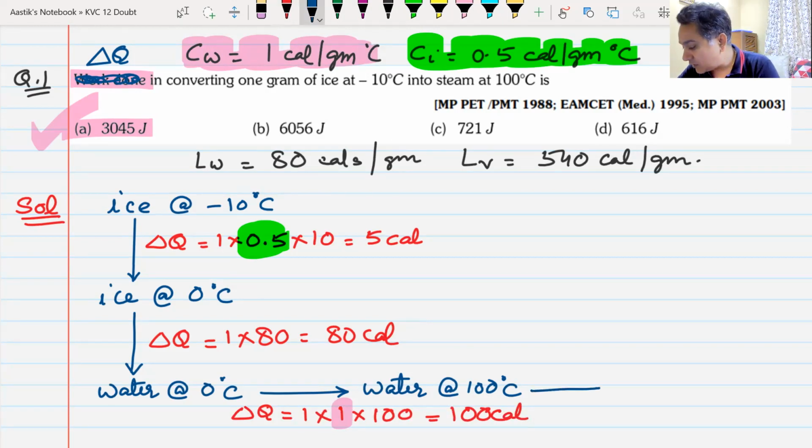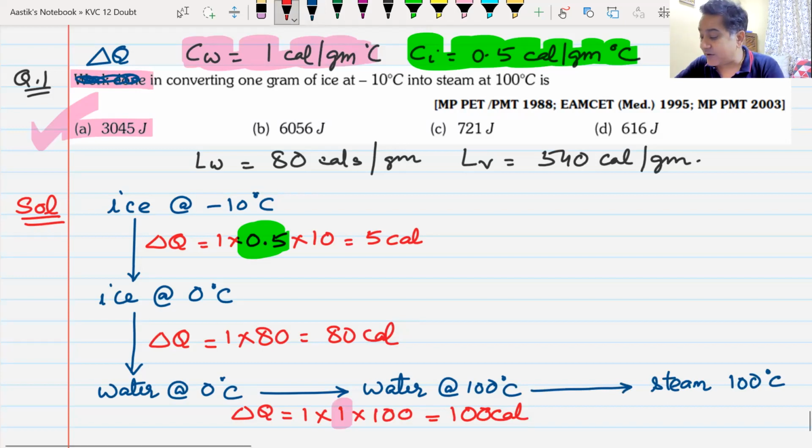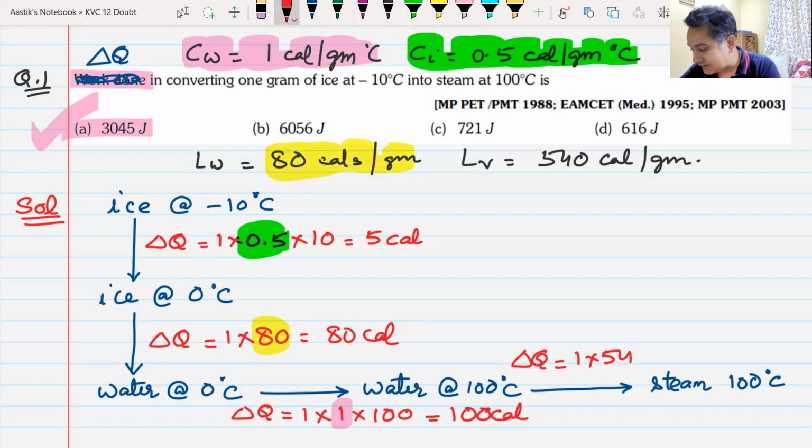Now I move on to the final step, which is to convert water at 100 degrees Celsius to steam at 100 degrees Celsius. For that, I require a change of state. For change of state, delta Q is equal to M into L. Earlier I used the latent heat of fusion; in this stage I am going to use the latent heat of vaporization. Mass is 1 into 540. I end up with 540.